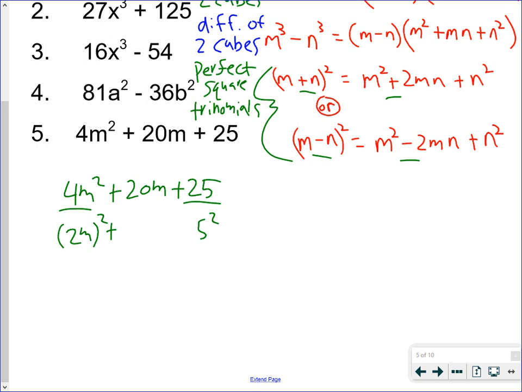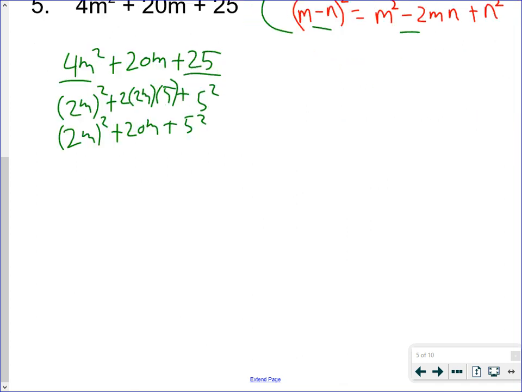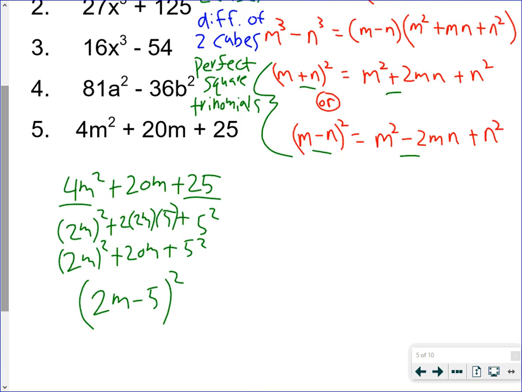I can see, well, 2m times 5 times 2, right? It's 2 times m plus n, so it's 2 times 2m times 5. That all equals 20m. So we know that number 5 is a perfect square trinomial. So we know that our answer is going to be 2m plus 5 all squared, right? We are using our perfect square trinomial right over here, and we can tell that it's going to be 2m plus 5 from our perfect square trinomial.